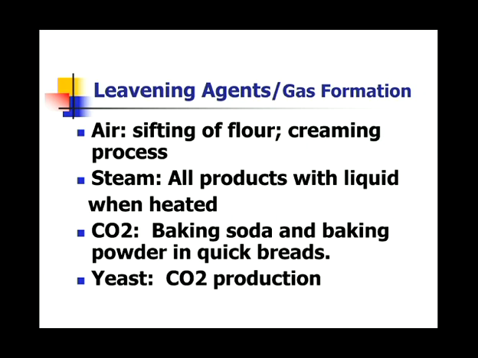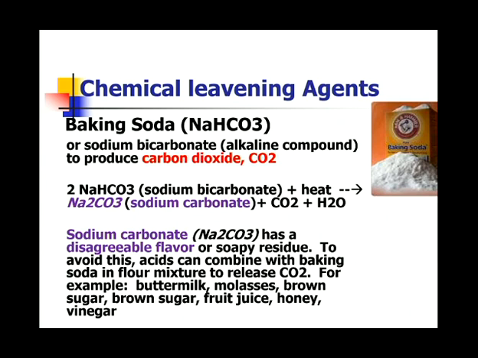Okay, so in quick breads, that's why you have to have one of these leavening agents. You've got to think about which one you're going to use. If you use baking soda or baking powder, it's the carbon dioxide that's doing the work. And the last one is yeast, when we make yeast bread. Because the yeast produces carbon dioxide. So that's how we get the leavening agent, carbon dioxide. Okay? So we'll be talking about all of these leavening agents in these products.